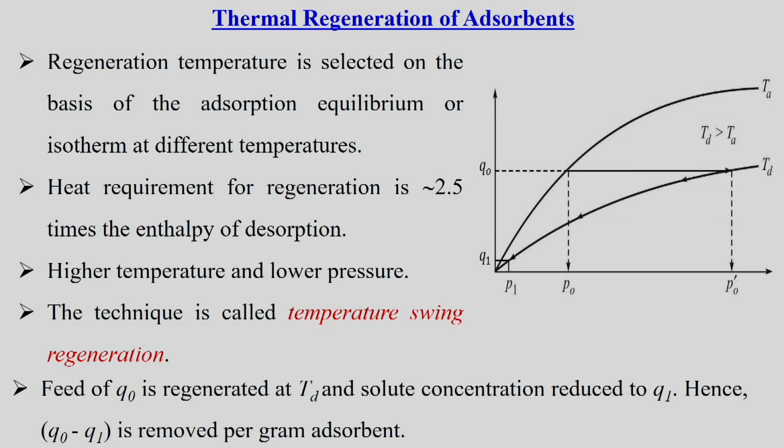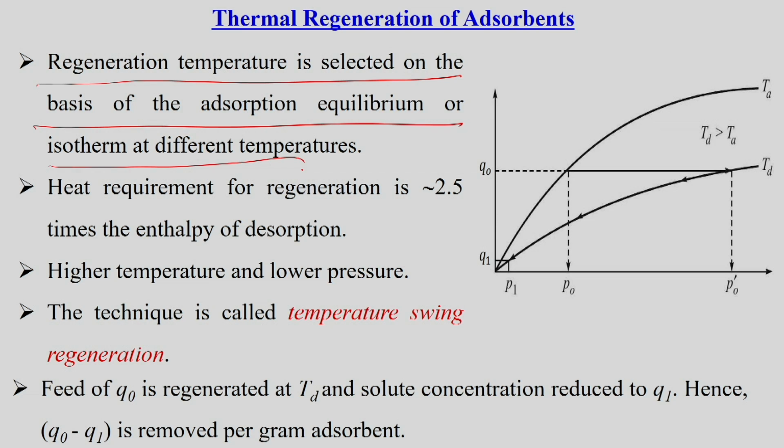Now we will be learning about the thermal regeneration of adsorbents, that is, the temperature swing adsorption process. The regeneration temperature is selected on the basis of the adsorption equilibria or isotherm at different temperatures. The heat requirement for regeneration is almost 2.5 times the enthalpy of the desorption process, so this is a very high temperature operation. High temperatures are required, and at the same time lower pressure is also required. The technique is called temperature swing regeneration.